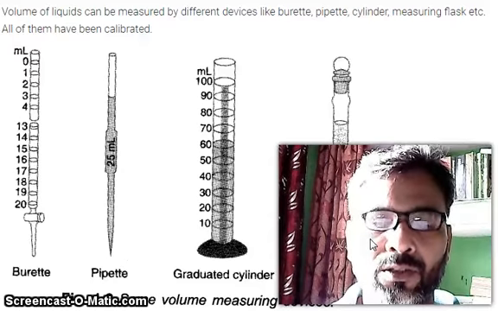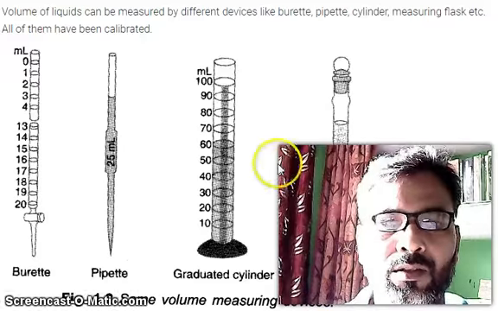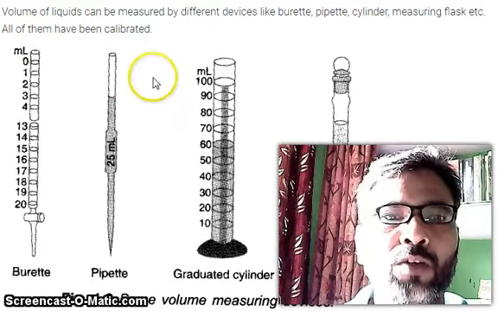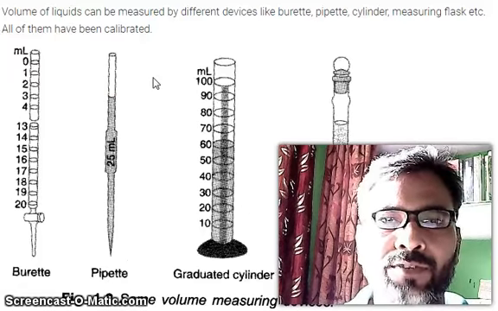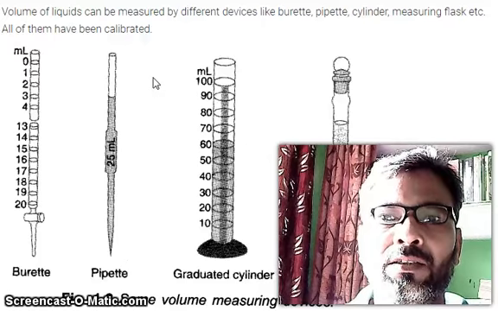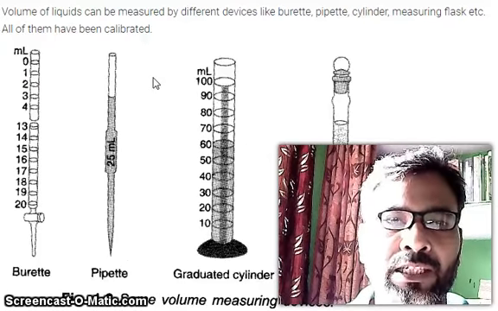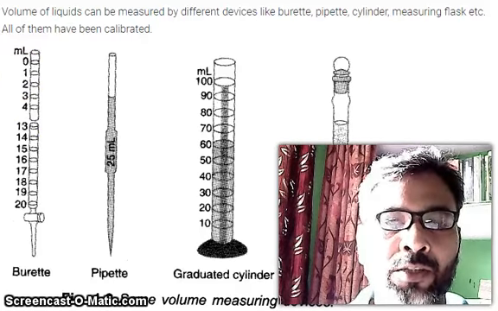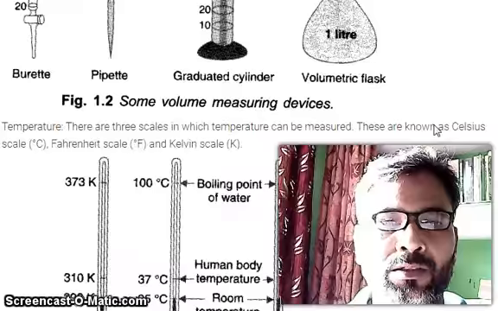Today in this video, I am going to talk about volume measurement. So friends, look, the volume of liquid can be measured by different devices like burette, pipette, cylinder, measuring flask. All of them have been calibrated. You see here a calibration mark. You see one place is a calibration mark. Here many places have calibration marks and one place is a calibration mark.